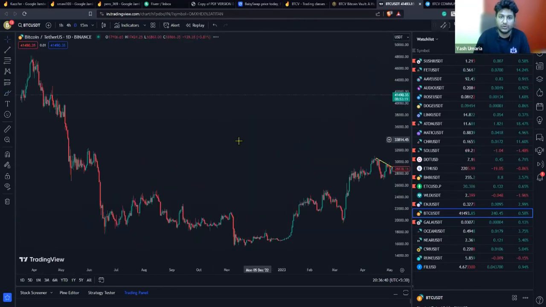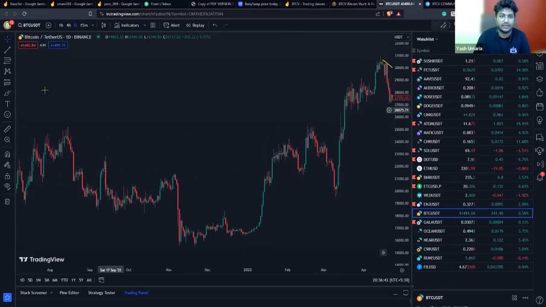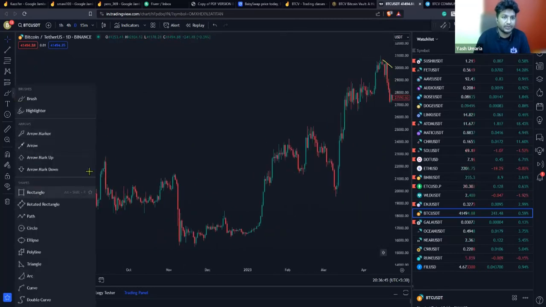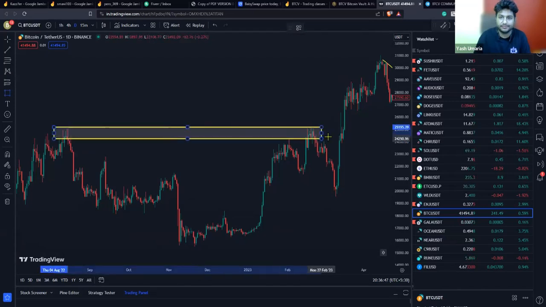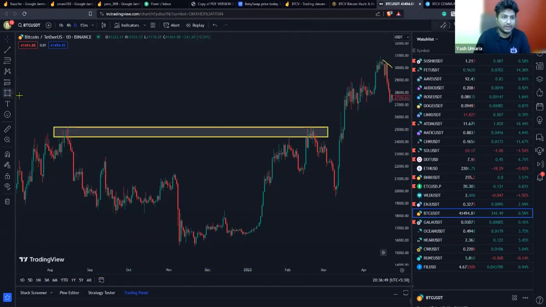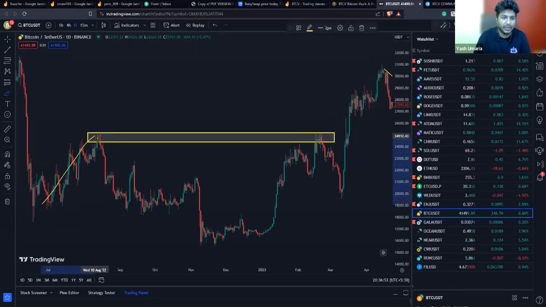What is a resistance zone? From a resistance zone, the market moves in the downward direction. So this one you see, and you can clearly see, this is a Bitcoin chart I'm showing you. See how the market moved up, touched the zone, and then it moved down. Similarly, here also the same thing. The market moved up, touched the same zone, which is around $25,000, and then it moved down. So this is what we call a resistance zone. I believe everything is clear in this case.